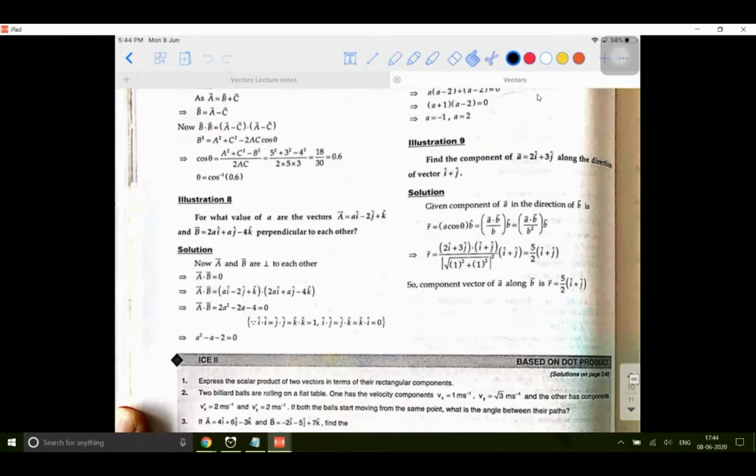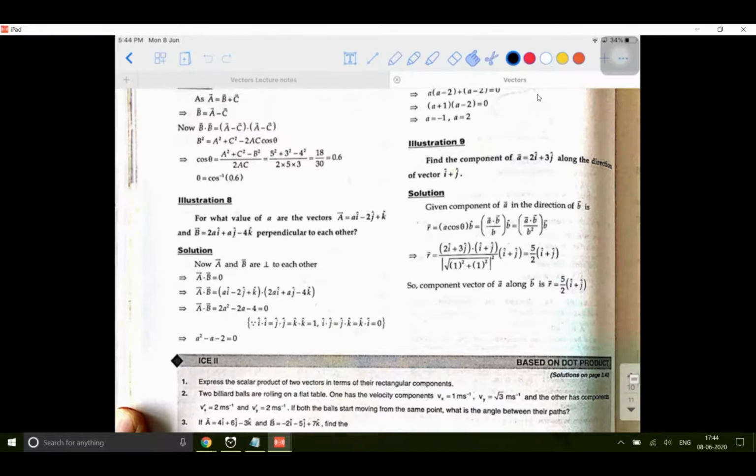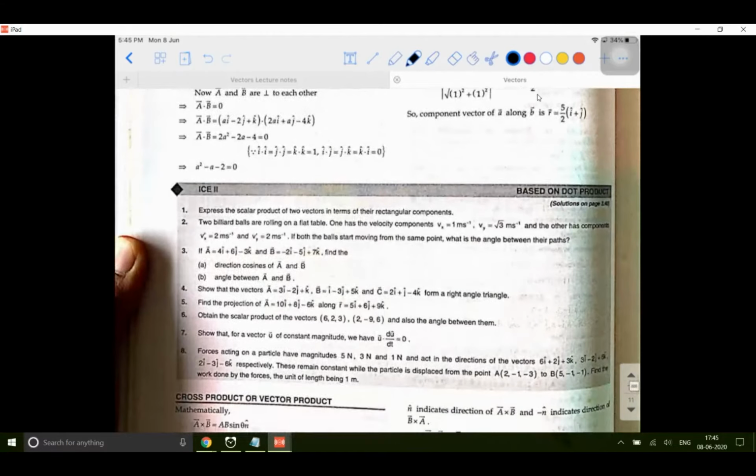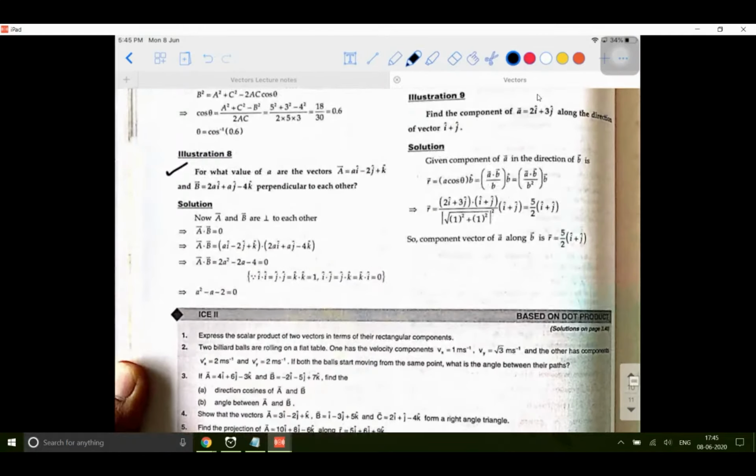Now, write down this question. For what value of a are the vectors A vector given by a i cap minus 2j cap plus k cap and B vector given by 2a i cap plus a j cap minus 4k cap perpendicular to each other? So how to solve it? When two vectors are given as perpendicular, then what is the condition?